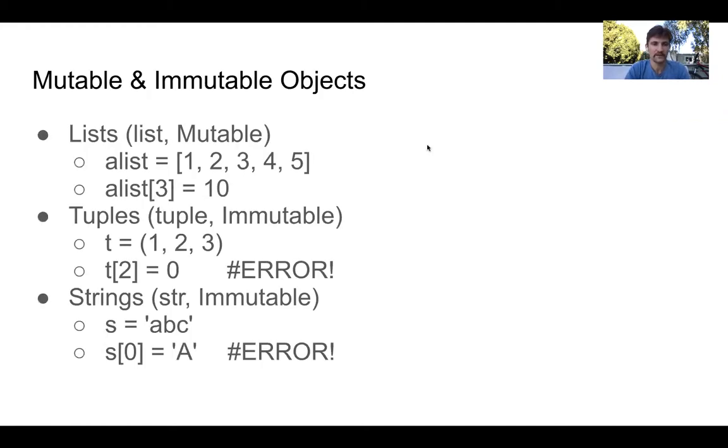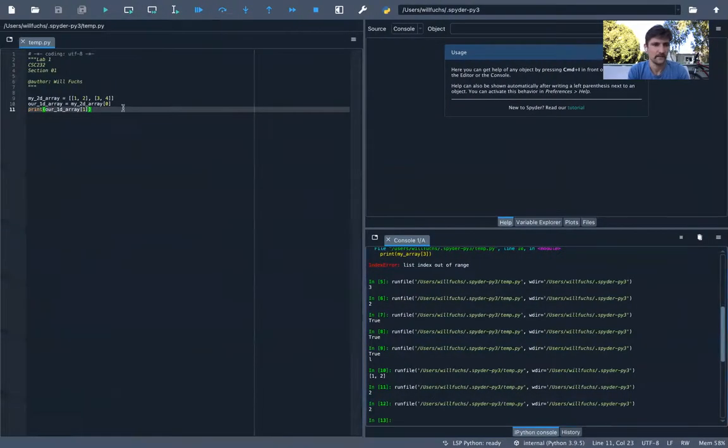So now, one of the big differences between lists and tuples: lists are mutable and tuples are not mutable. So here I can have my list and I could change the 4th element, index number 3, this 4 to a 10, and that's going to go just fine.